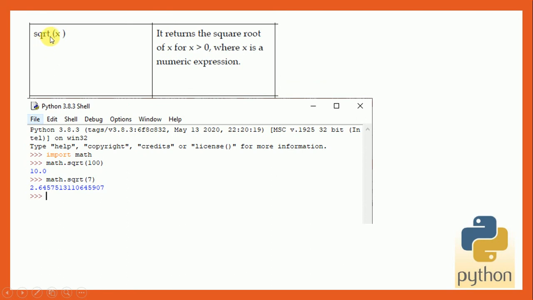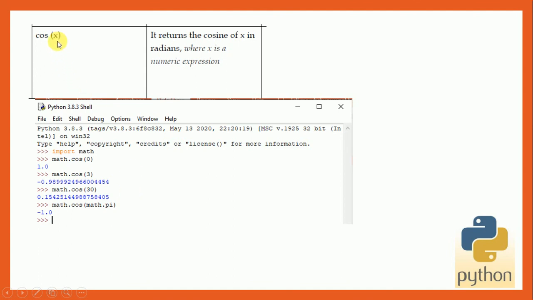Next one, sqrt of x. It returns the square root of x for x greater than 0, where x is a numerical expression. First, we are importing math. Then math.sqrt of 100. We got the square root of 100 as 10. Then square root of 7. We got the answer.